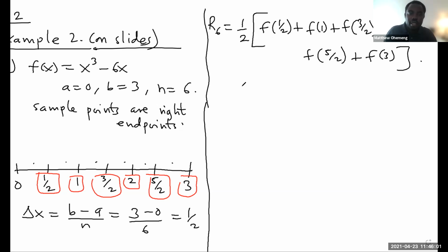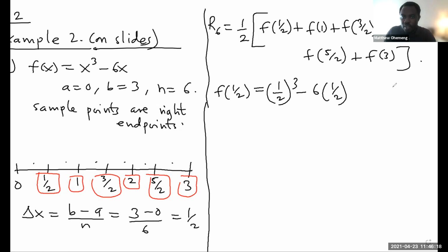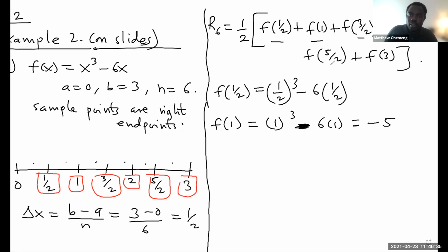Now when you get this, you just have to solve for these values from the function. Let me do an example here so that you see what I mean. f of half: we know f of x is x cubed minus 6x. So f of half is just going to be half cubed minus 6 times half. And then you get a value for this. If you want f of 1, I think that one would be easy to evaluate. That would be 1 minus 6 times 1, and that's equal to -5, right? So you do it for all of them.